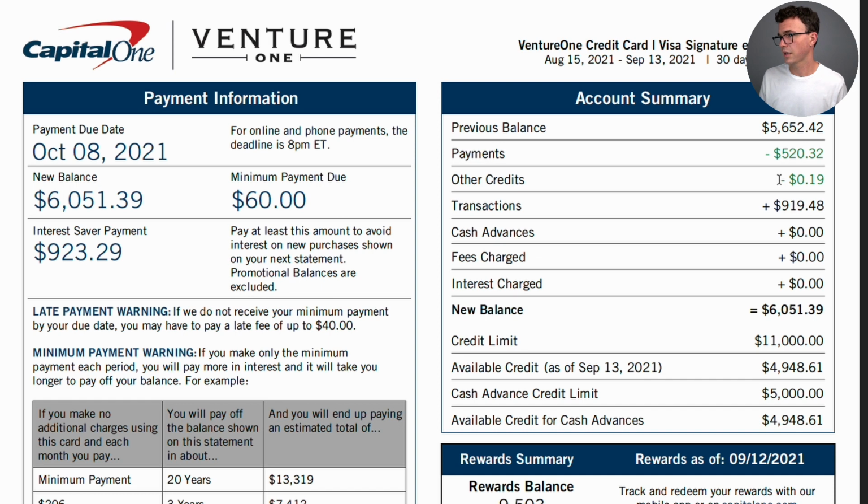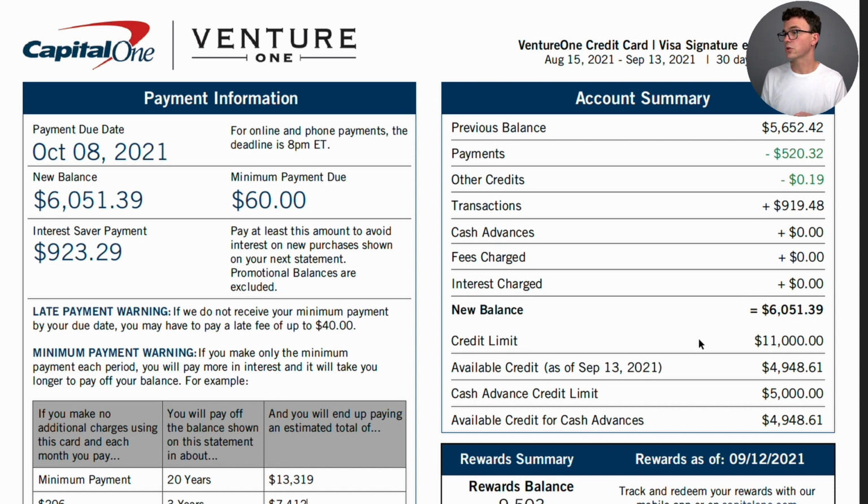There was a refund of 19 cents and I had $919 in transactions. You can see there were no cash advances, no fees, and no interest. Cash advances, as you're going to see later, charge significantly higher interest rates than purchases. So if you need cash for some reason, I would advise you to try to find a loan some other way versus taking a cash advance from your credit card. So it's basically the sum and subtraction of all these numbers that gets you to the new balance.